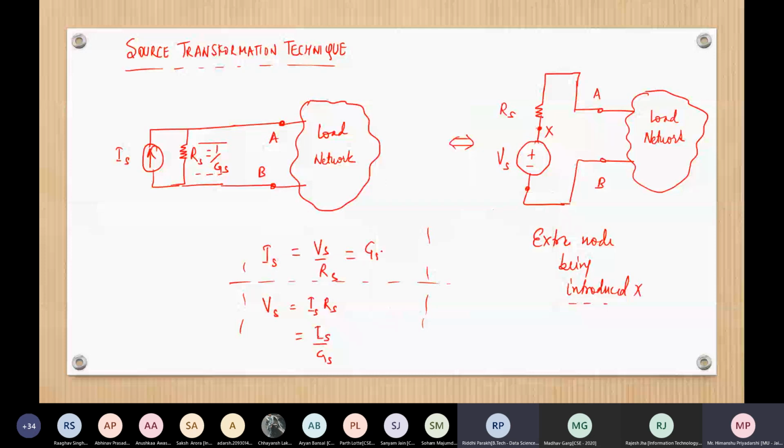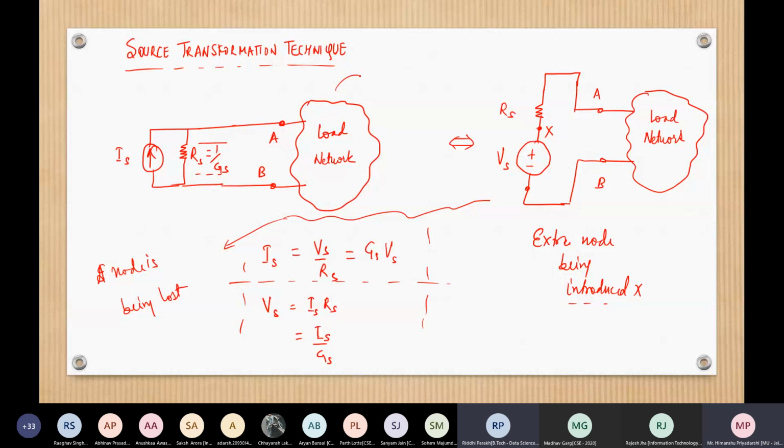Anything else? You understood source transformation? And here, a node is being lost. If you move from this side to this side, one node is being lost, and if you move from this side to this side, an extra node is being introduced. Any other doubt? No, sir. Thank you. Welcome. Anybody else having any other doubt?